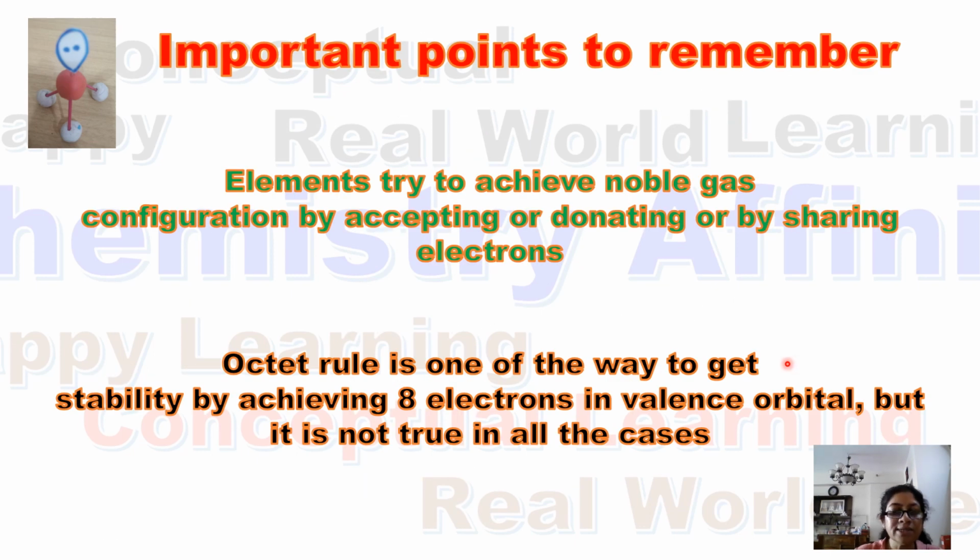So from all these examples, one thing we have to understand is that elements always try to achieve the noble gas configuration by accepting, donating or sharing electrons. In that regard, they can fulfill the octet rule, meaning they can achieve 8 electrons in the valence orbital, but it doesn't mean that they always have to follow the octet rule. So the octet rule is one of the ways to get stability by achieving 8 electrons in the valence orbital, but it is not true in all cases.